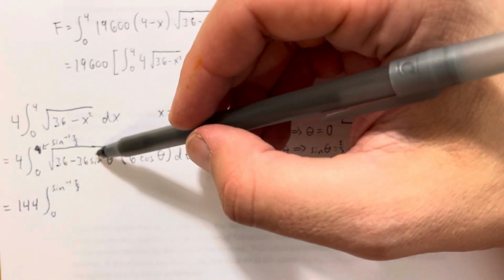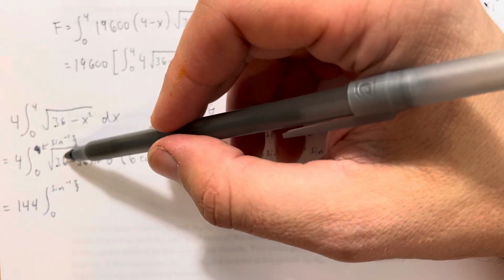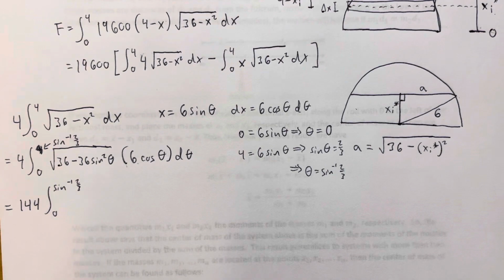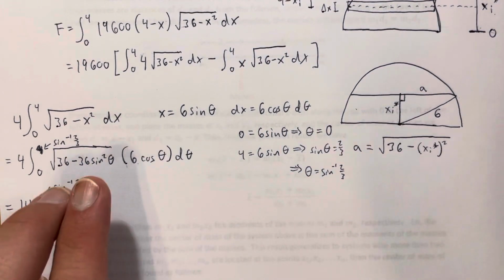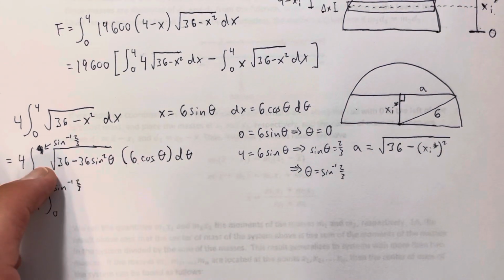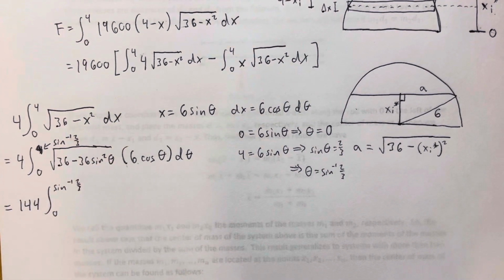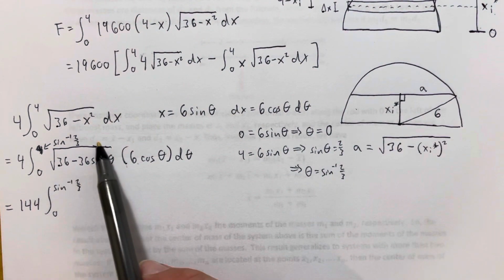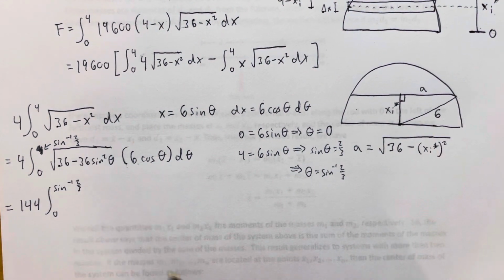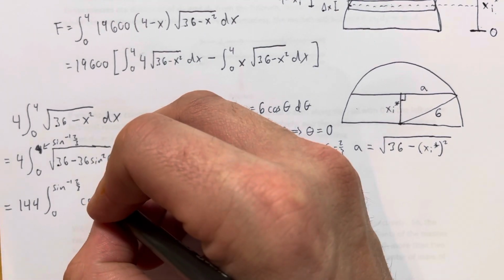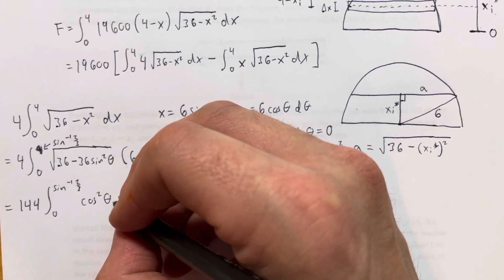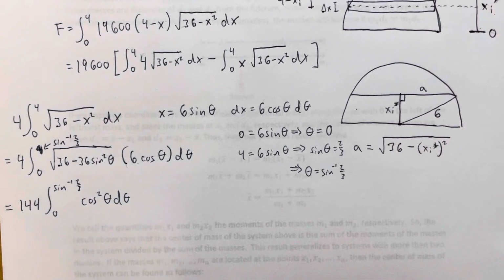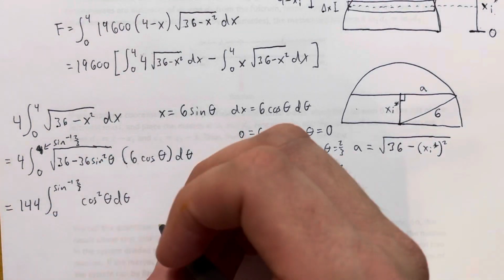Recall what we did here. We factored the 36 out. So really what's left in here is a 1 minus sine squared, which we know the whole point of this was to make a cosine squared out of that. That lets me take a square root and get just cosine. If I take the cosine that I get from this step and multiply it to that cosine there, I'm going to have cosine squared of theta d theta. So that's good.